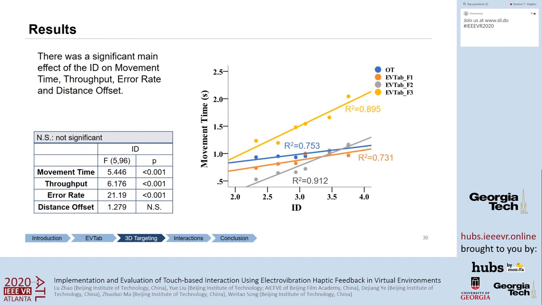There was a significant main effect of the index of difficulty on movement time, throughput, error rate, and distance offset. We analyzed the slope of each feedback condition for movement time versus index of difficulty. The change-based feedback and homogeneous feedback showed a steeper slope than the other two conditions.